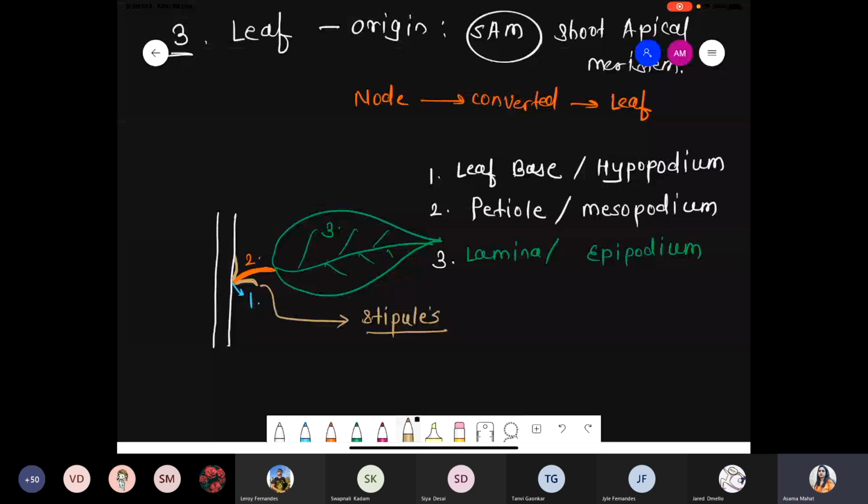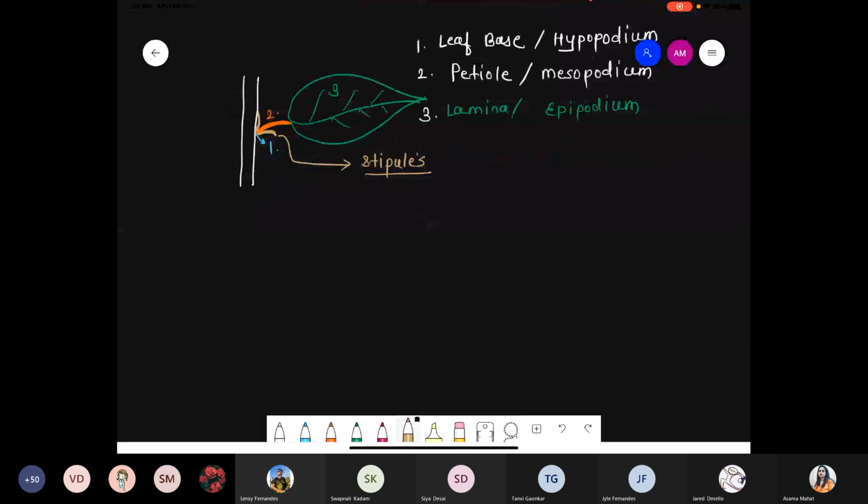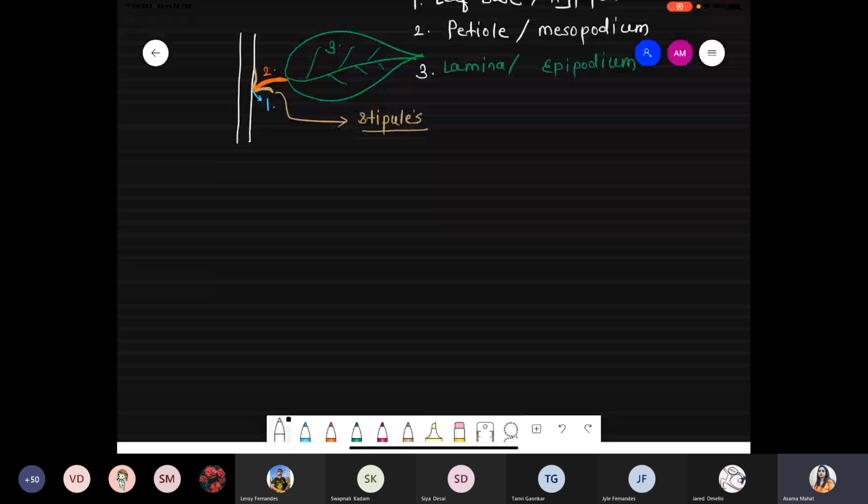So this is the very basic leaf structure. It has 3 parts: leaf base, petiole, and the lamina. No need to remember, because whatever we are taking are all modification patterns: leaf base modification, leaf petiole modification, as well as leaf lamina modification. Chalo. So first of all, we are taking types of the leaf with examples. Types of the leaf are basically divided into 2 types: the simple leaf and the compound leaf.